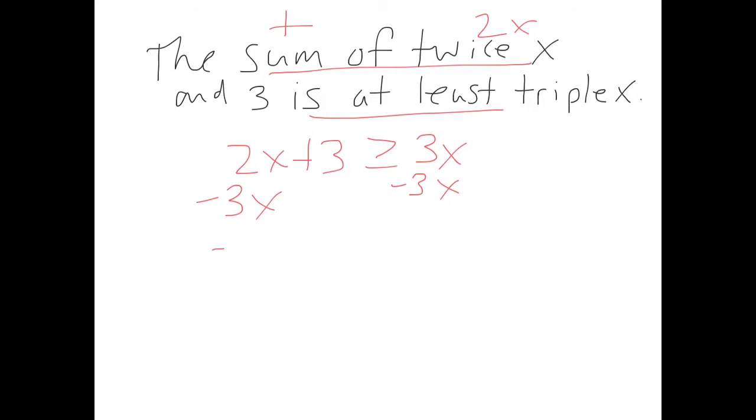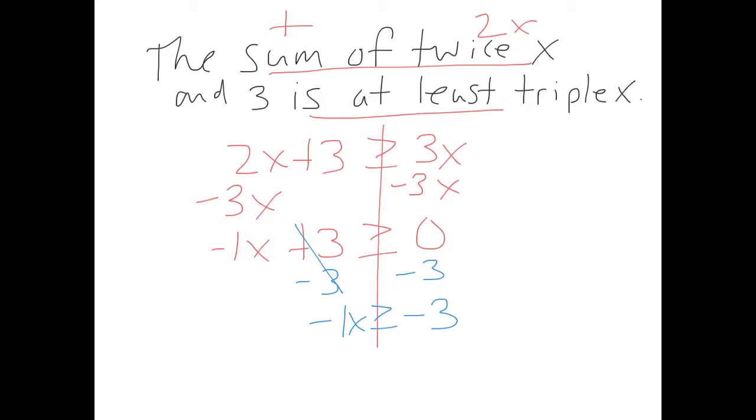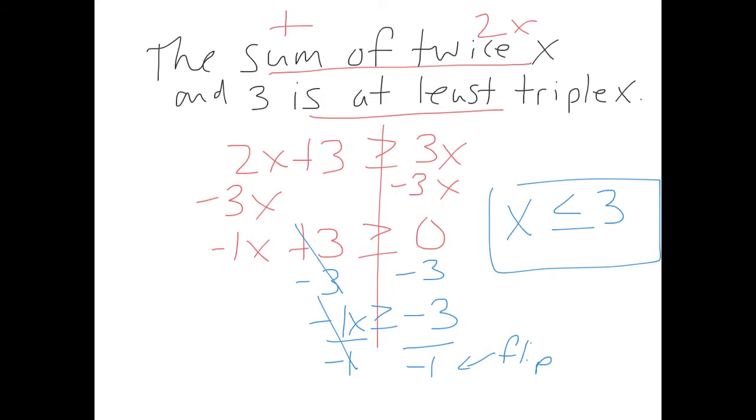2x minus 3x is negative 1x, plus 3, bring down my symbol, 3x minus 3x becomes 0. Minus 3 to both sides, those cancel out. Negative 1x is greater than or equal to 0 minus 3, which is negative 3. Divide by negative 1, by negative 1, and this causes the flip. So those cancel and I get x. My symbol flips to be x is less than or equal to negative 3 divided by negative 1, which is positive 3. Okay.